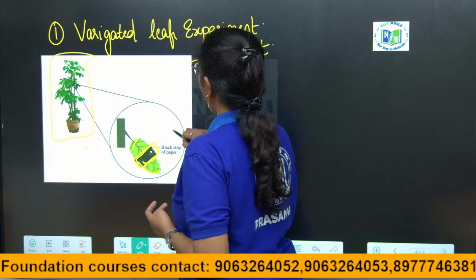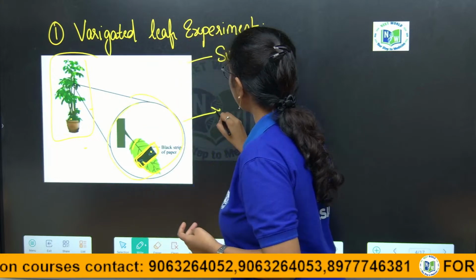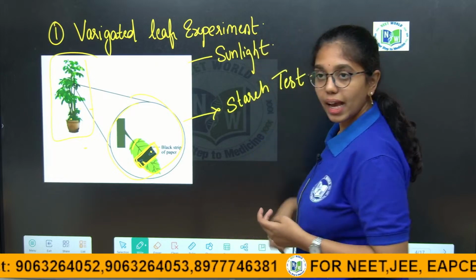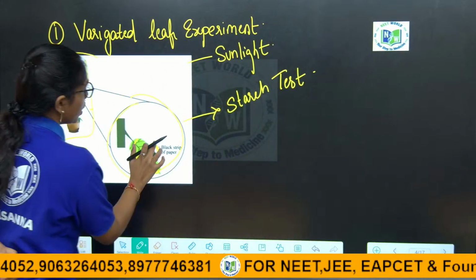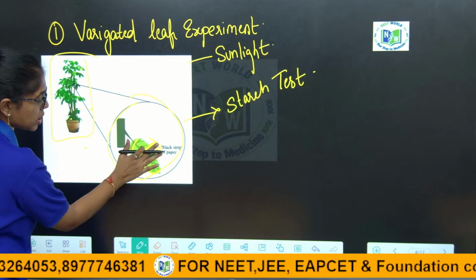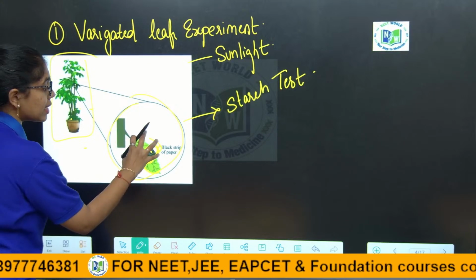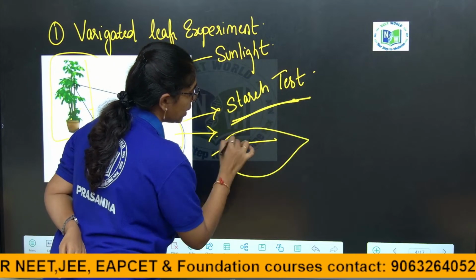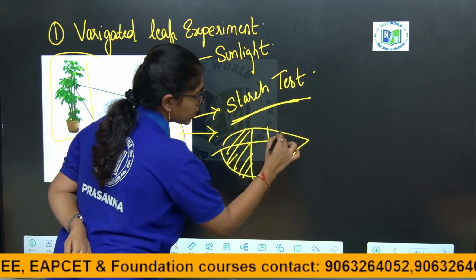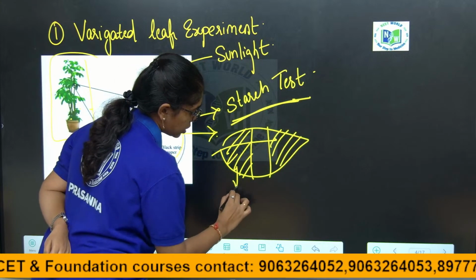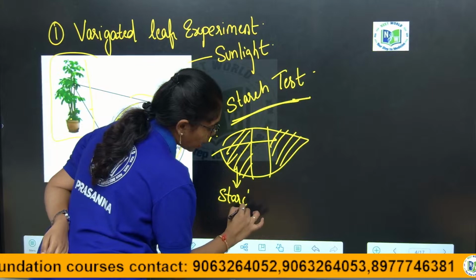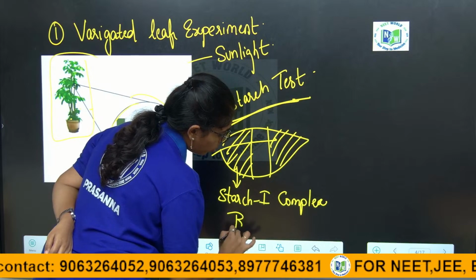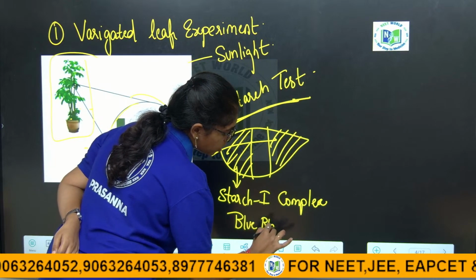for some time, and when this leaf is taken out for the starch test, what happens, ma'am? The leaf part which is exposed to sunlight forms a starch iodine complex, and this turns blue black in color. This turns what color, ma'am?